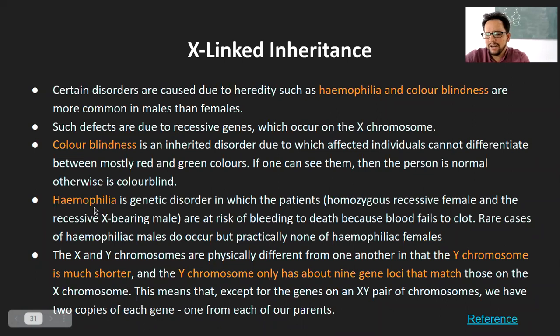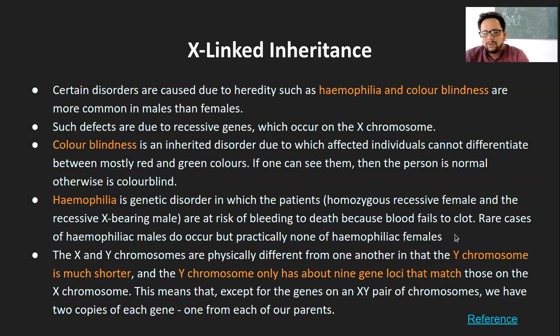Hemophilia is nothing but a blood clotting problem. Whenever there is an injury and bleeding starts, in normal individuals the blood starts clotting within 1 minute. But in hemophiliac individuals, the blood does not clot and it goes to complete bleeding, and then there is a chance of death and so on. So that is again a genetic disorder, and it is because of the X-linked recessive trait.